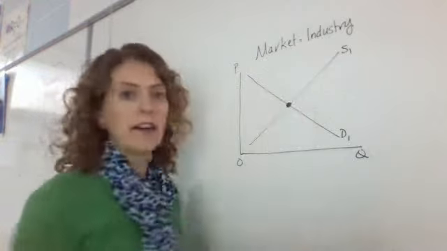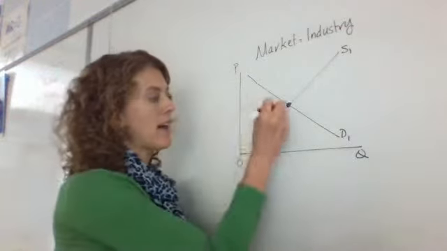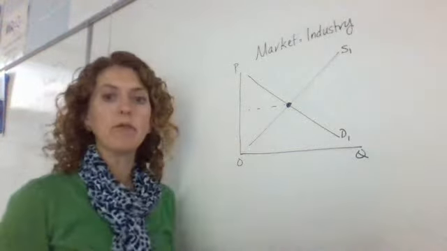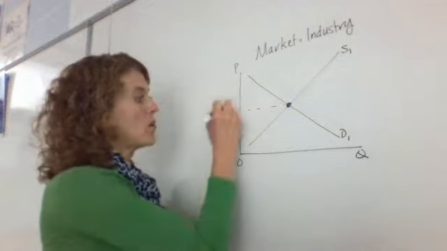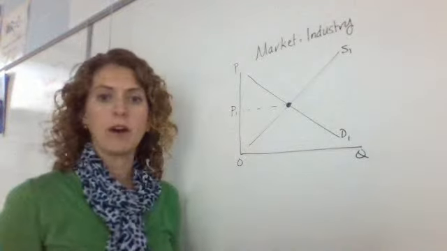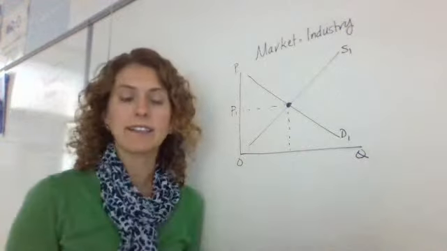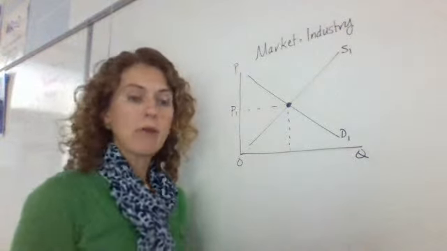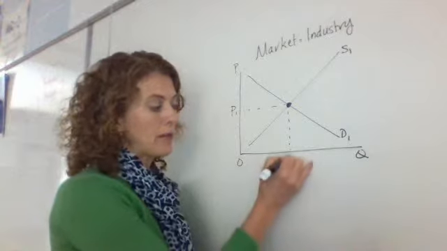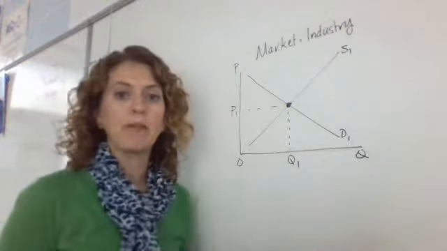We mark a dot there, and we pull across a dotted line over to the price axis, where a number would indicate the price. We'll label that spot P1. We'll drop another anchor line down from that point to the quantity axis, where there would be a number, and that would represent the quantity at the equilibrium, and we'll label that Q1.